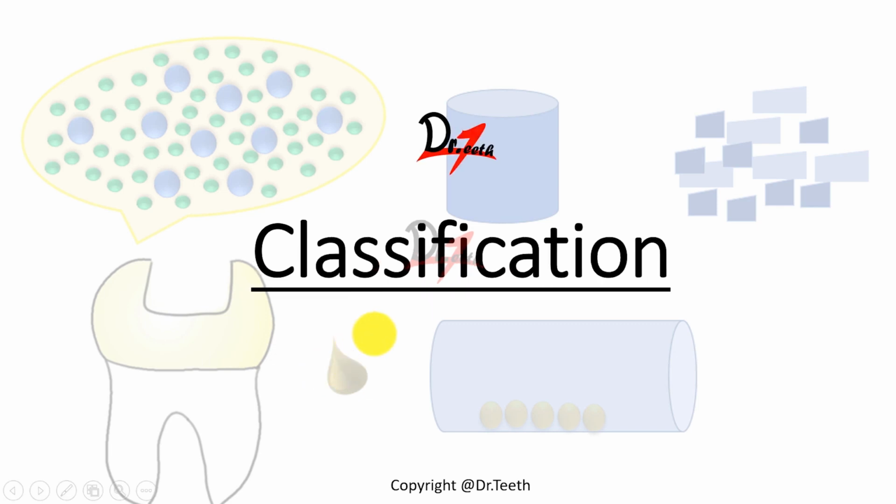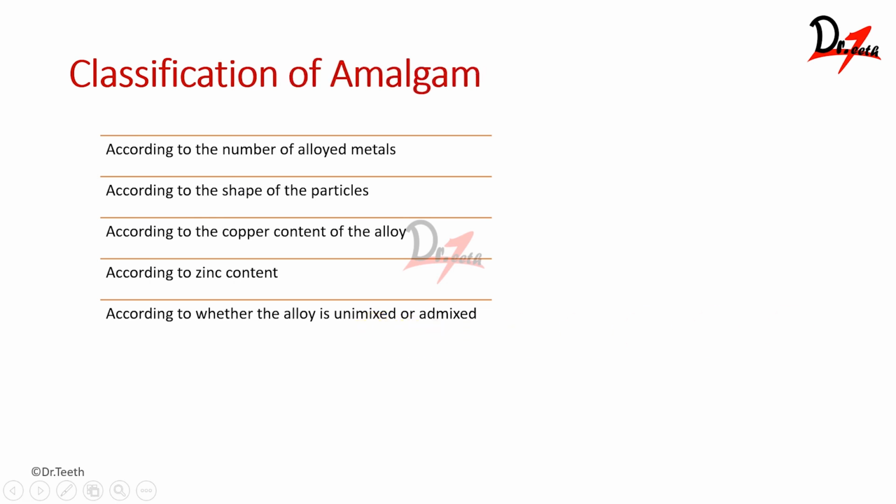Now let us talk about the classification of dental amalgam. Dental amalgam can be classified by various means. According to the number of alloyed metals, we can have binary, ternary, quaternary. Binary means it has two metals, as bi means two. If we have three metals, we have a ternary alloy. If we have four constituents, we say it is quaternary. So that is one way of classifying the amalgam.